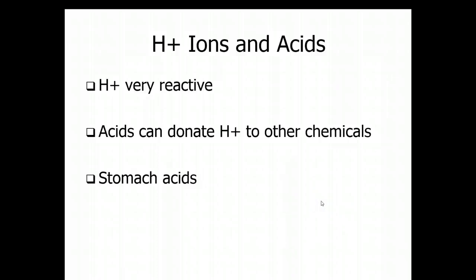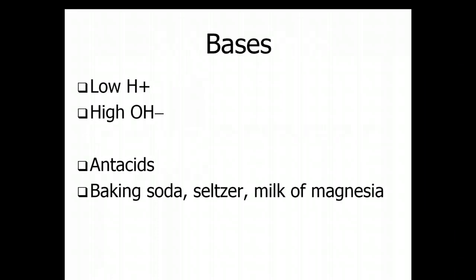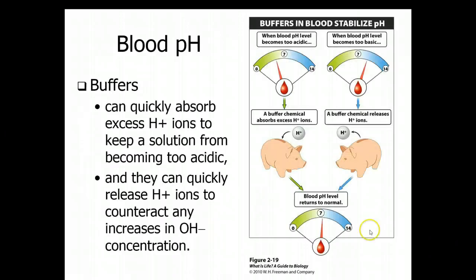So protons are very reactive. Acids can donate the protons to other chemicals, and we use that to break down things in our stomach. Of course, we have stomach acids around 1.6 or so, and that does most of the work. Bases have low protons but a high amount of hydroxyl. Antacids, baking soda, seltzer, milk of magnesia, and that sort of thing have a lot of hydroxyl groups, and we form water once it interacts with hydrogen.